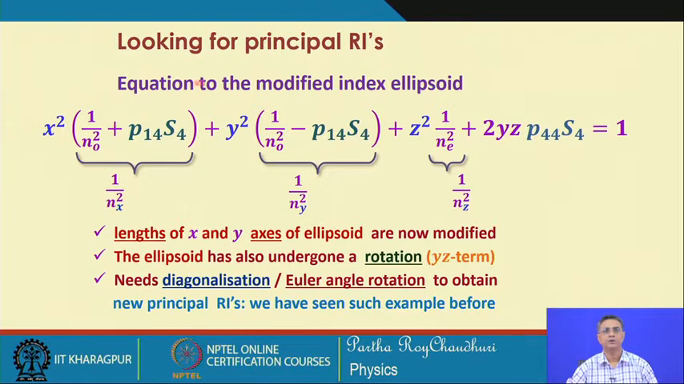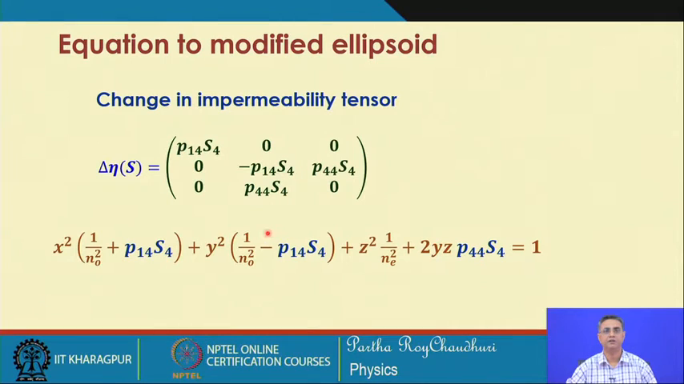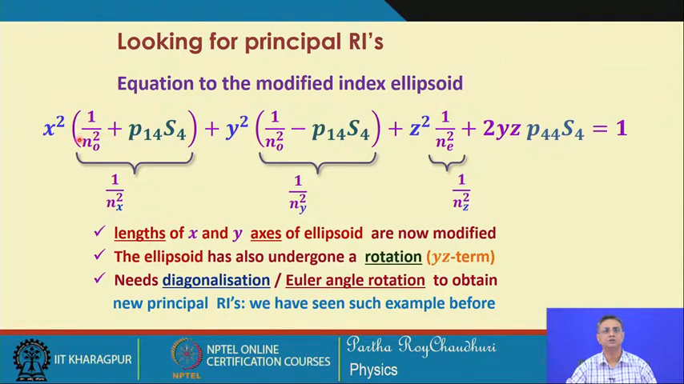Therefore, now we can look for the principal axis refractive indices. For that, from this equation, this is the form: x squared into this, we can call this entire quantity n_x squared, this quantity n_y squared, and this quantity, just for completeness, we can write equal to n_z squared, and you have this.